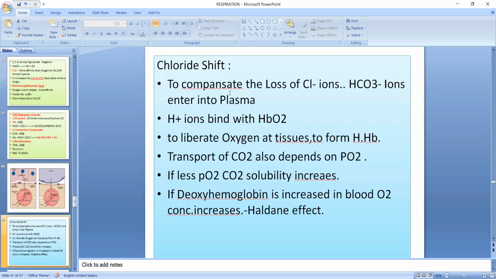So this is what we talked about regarding chloride shift. To compensate the loss of Cl minus ions, bicarbonate ions enter into the... reverse. Loss of... right. So chloride minus ions enter into the RBC. Okay, so that is called chloride shift. So H plus ions, yes, all this was said earlier.